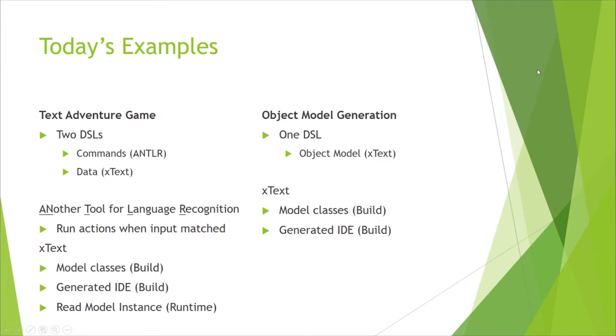Our other example is going to be for object model generation. So this is pretty much for any type of code that you want to write. You can use this to generate your model. And I'm going to have a single DSL for this using Xtext. Xtext is going to generate those model classes and an IDE for us.